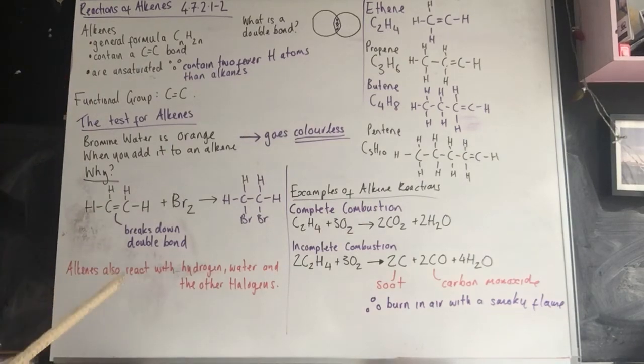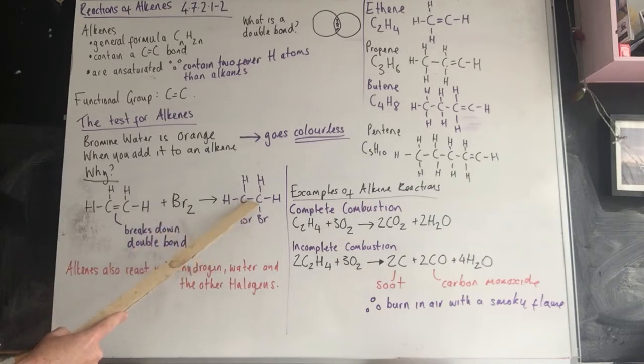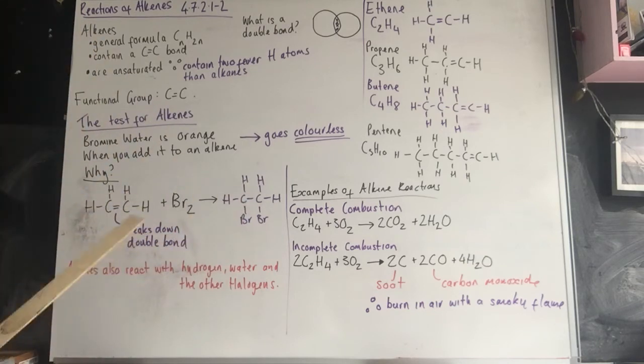Why does the bromine go from orange? Because it breaks down this double bond inside the alkene. So when you add your bromine to it, that double bond disappears. You end up with a single bond, and the bromine adheres to the 2 carbons and bonds. So there you go.